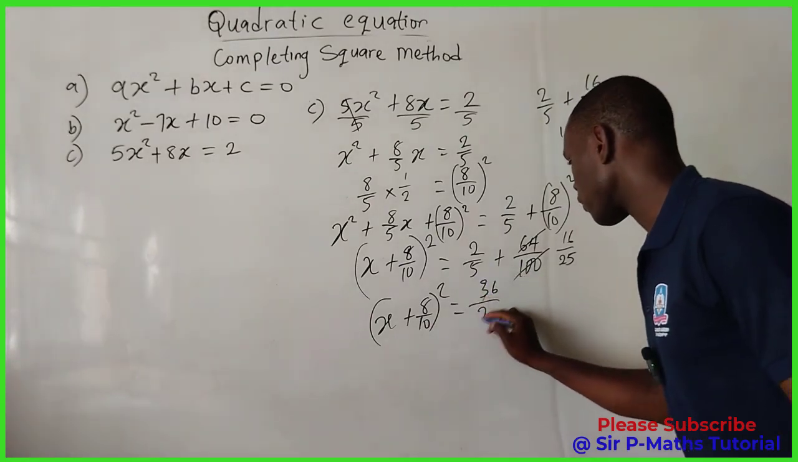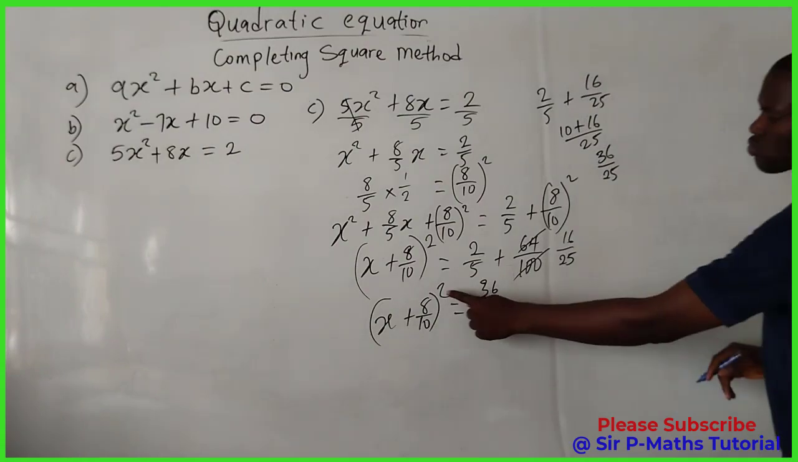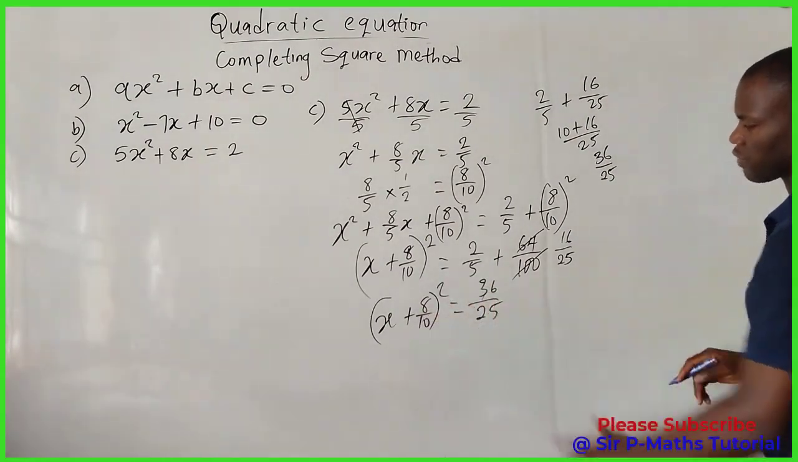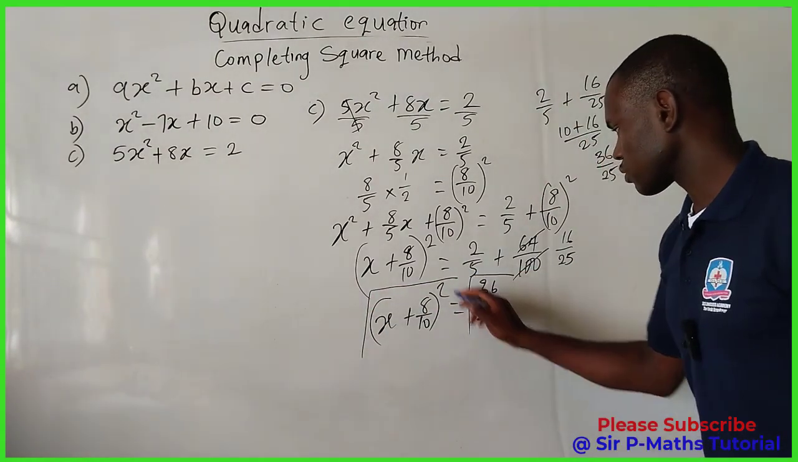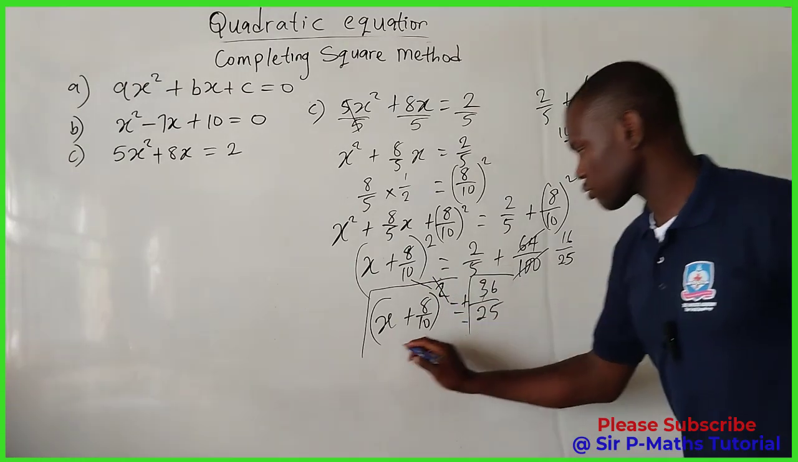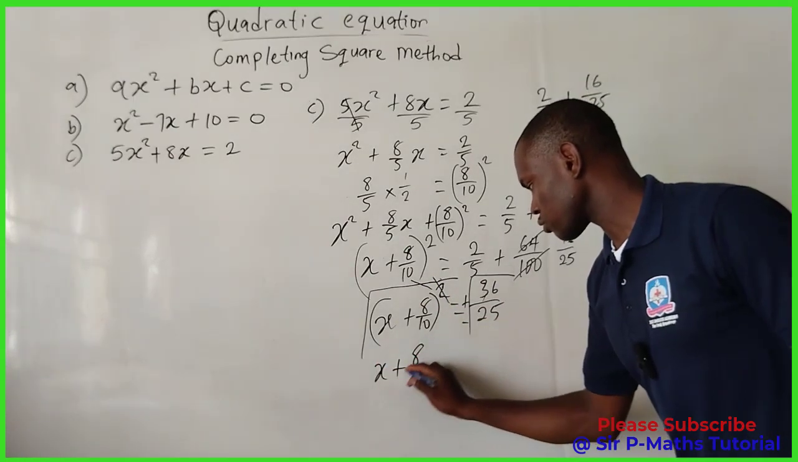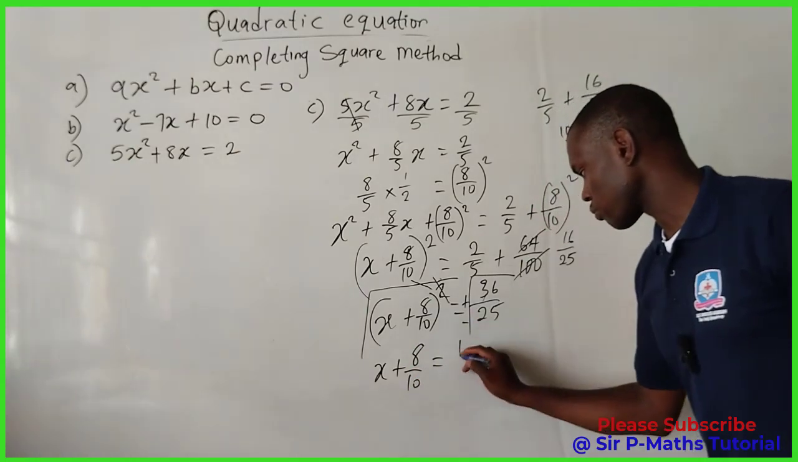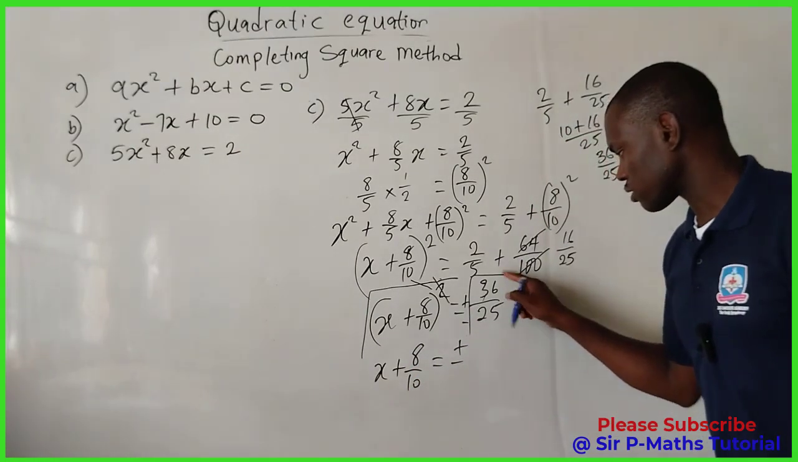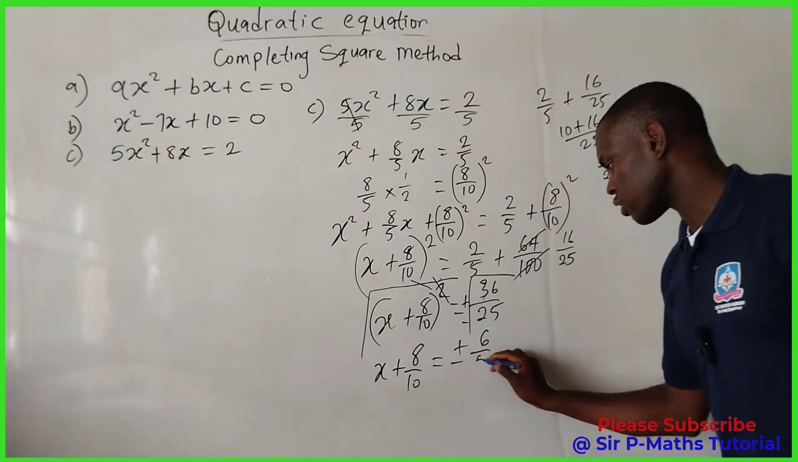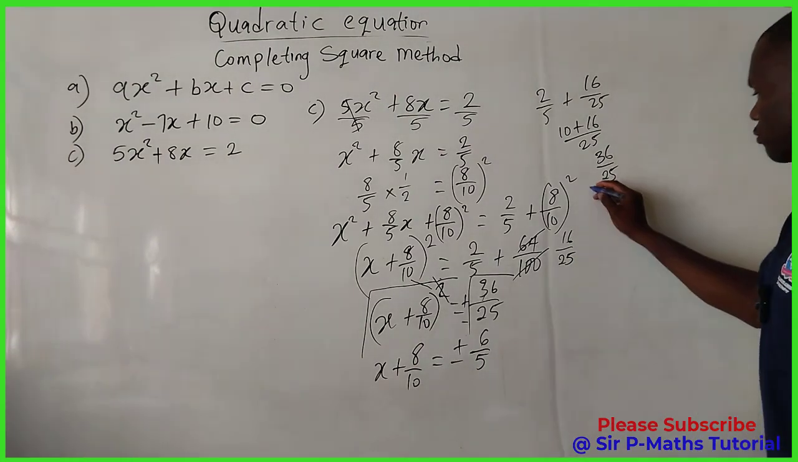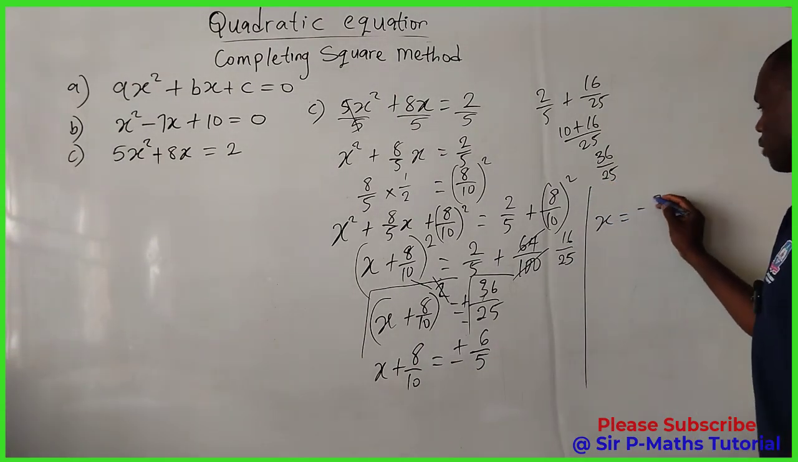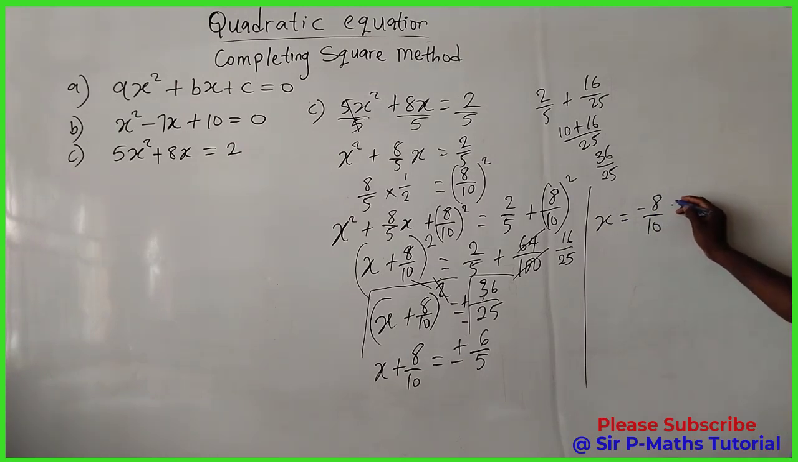Then the next thing we do is to remove this square by finding the square root of both sides. The square root will cancel the square, so that I will have x plus 8 over 10 equal to plus or minus square root of 36 is 6, square root of 25 is 5. Then we collect like terms. This guy will come across. I will have x equal to minus 8 over 10 plus or minus 6 over 5.